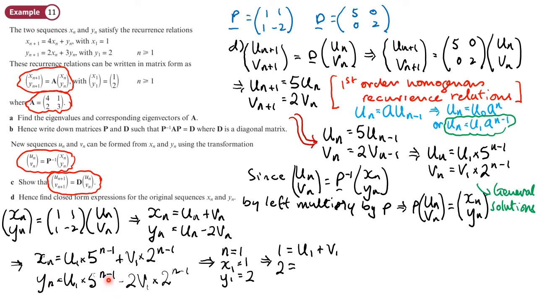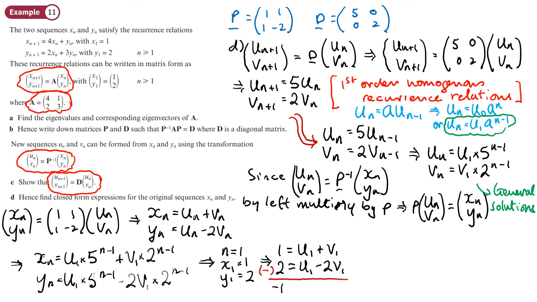And then just like the top equations, when n equals 1, this will become 5 to the power 0. This is 2 to the power 0. So all we'll be left with is u1 minus 2v1. Right, and then we can use the simultaneous equations to work out what the values of u1 and v1 are. So let's subtract these and see what we get.